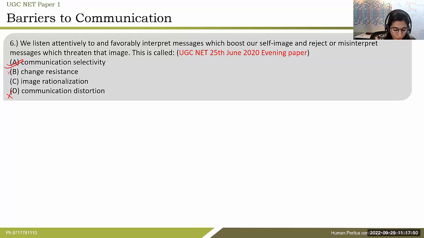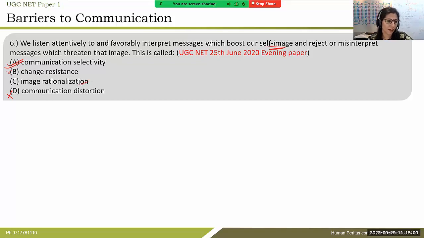All right, so here the option with which you can get confused is image rationalization, because self-image and image rationalization, these are kind of overlapping stuff, and you may feel that this is the correct option, but no, because image rationalization is a completely different thing. It is actually when you try to rationalize your image. This is not about misinterpreting or interpreting the messages. So communication selectivity is the correct option here.